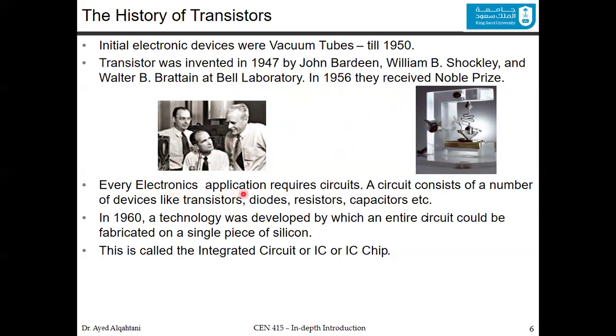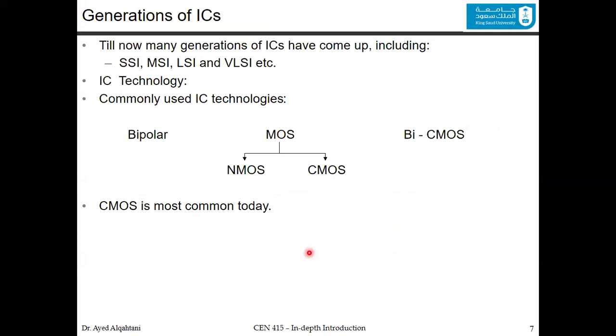Every electronic application requires a circuit, and a circuit basically consists of a number of devices like transistors, diodes, resistors, capacitors, inductors, etc. In 1960, a technology was developed by which an entire circuit could be fabricated on a single piece of silicon. This is what we call an integrated circuit, or IC, or simply a chip. That was the beginning of this class, sort of thing.